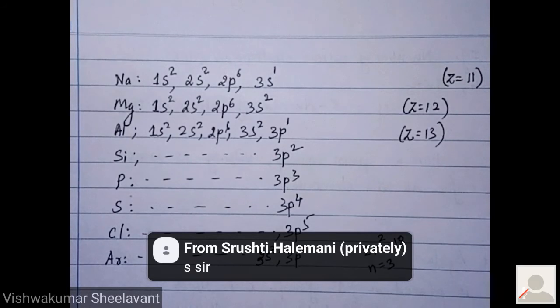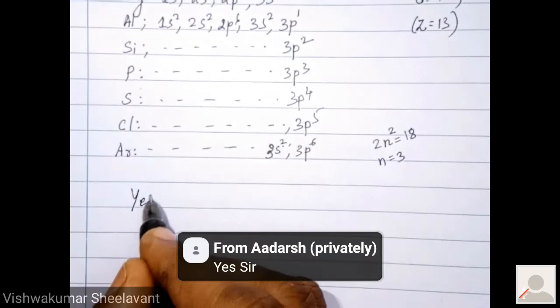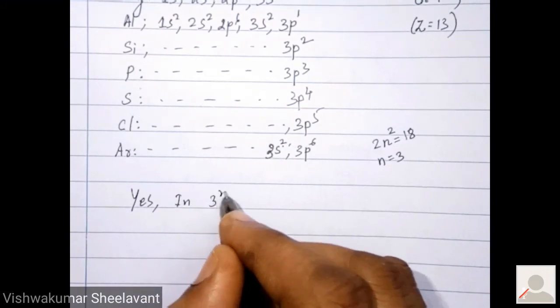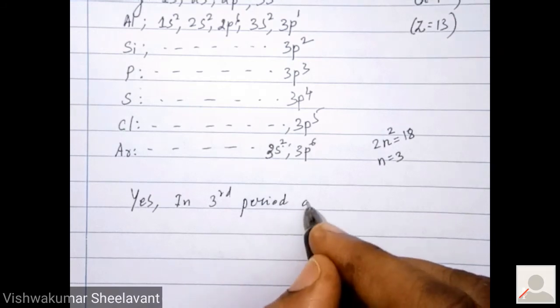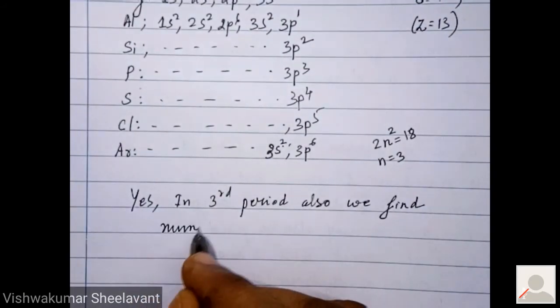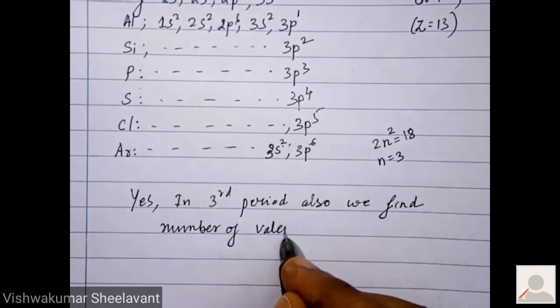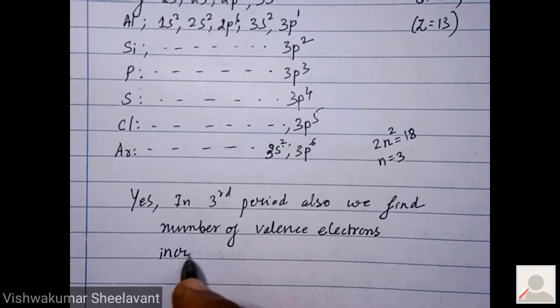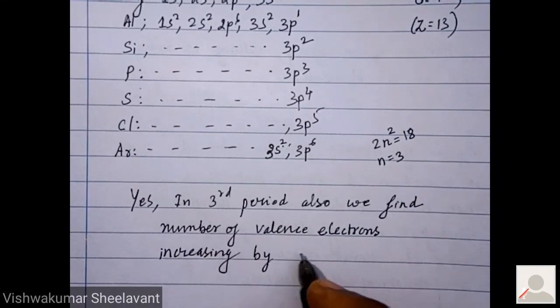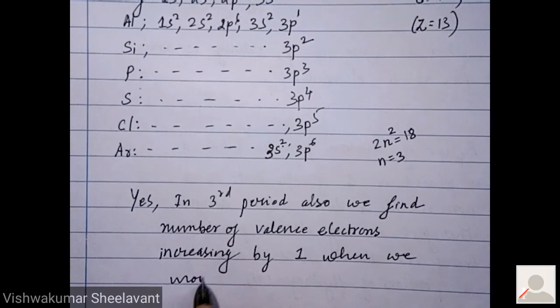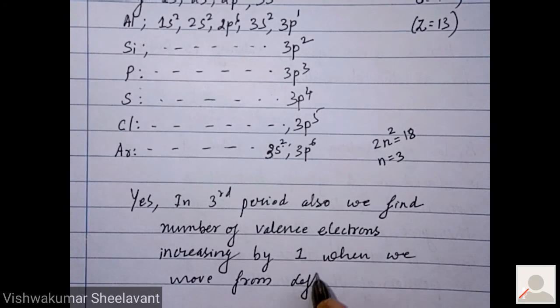Okay. Just add one sentence here. In the third period also, we find the number of valence electrons increasing by 1 when we move from left to right.